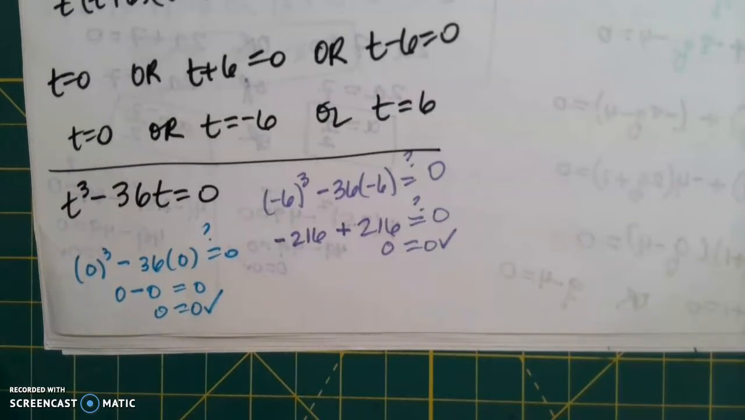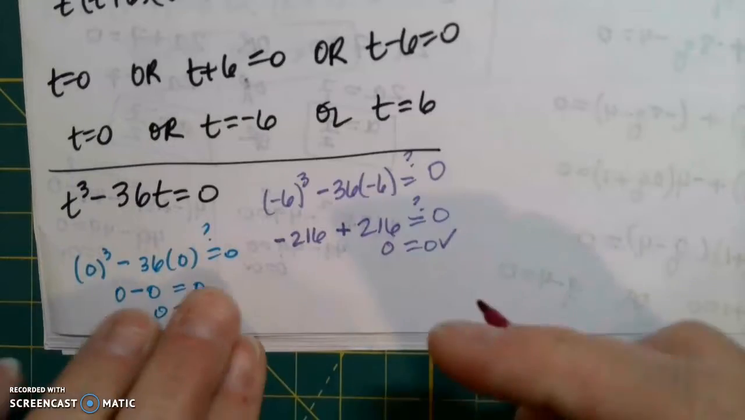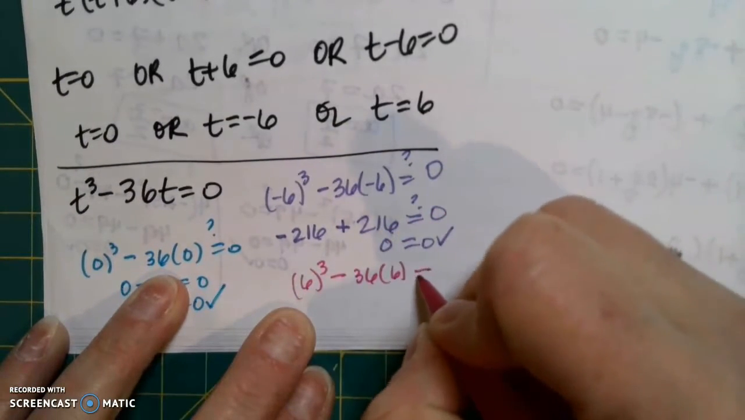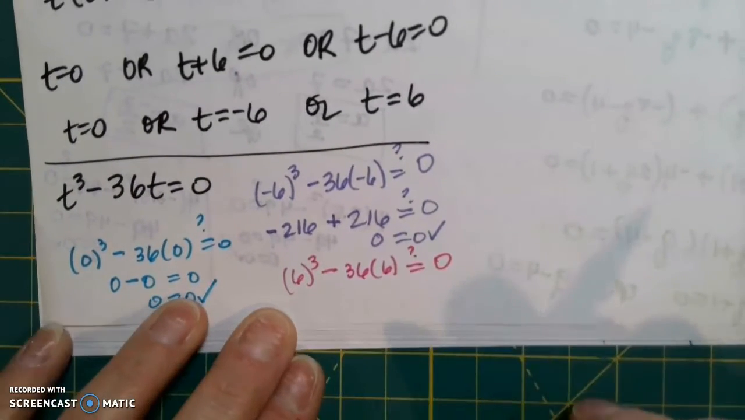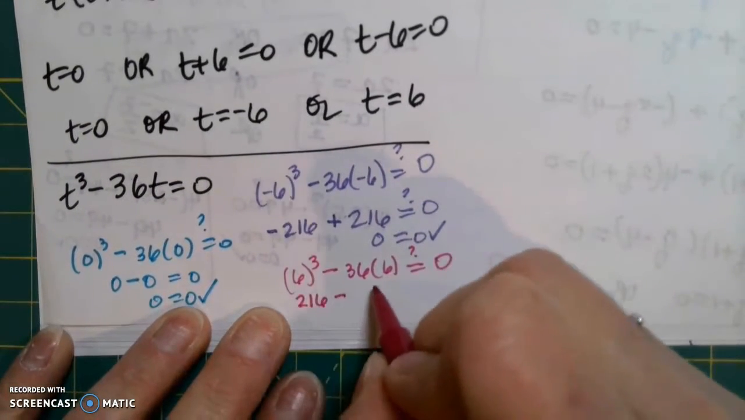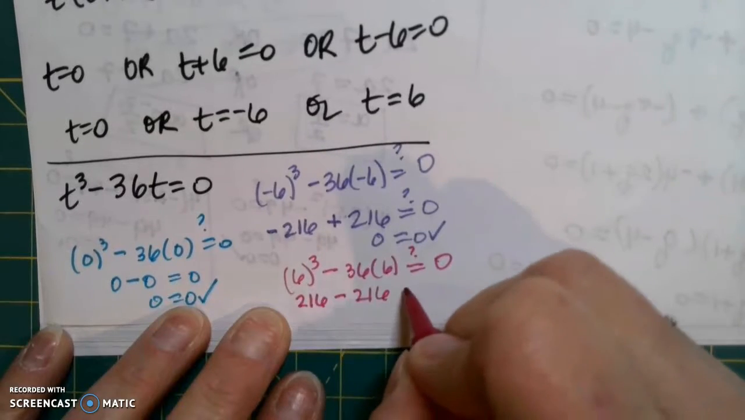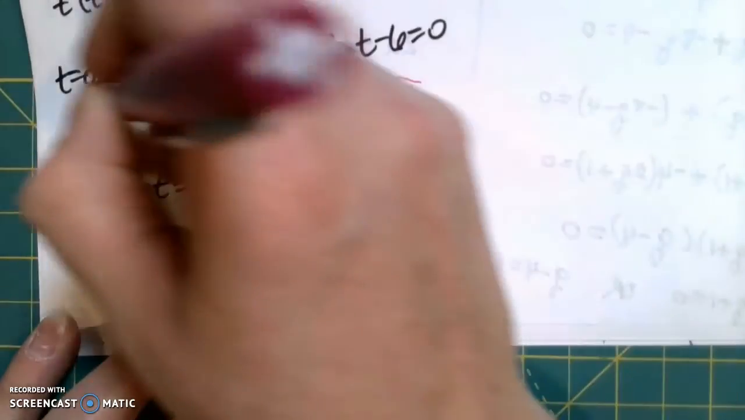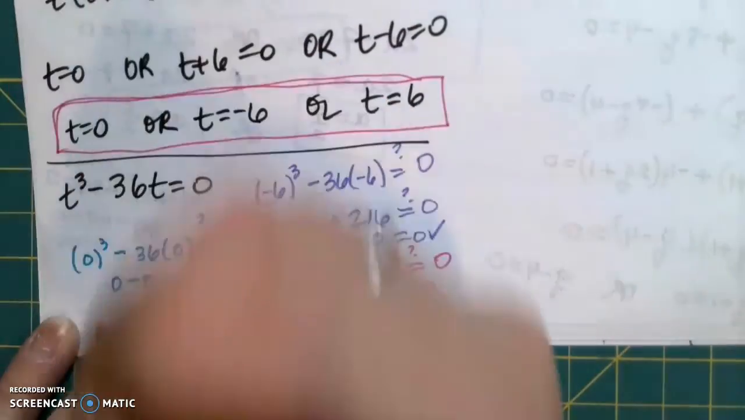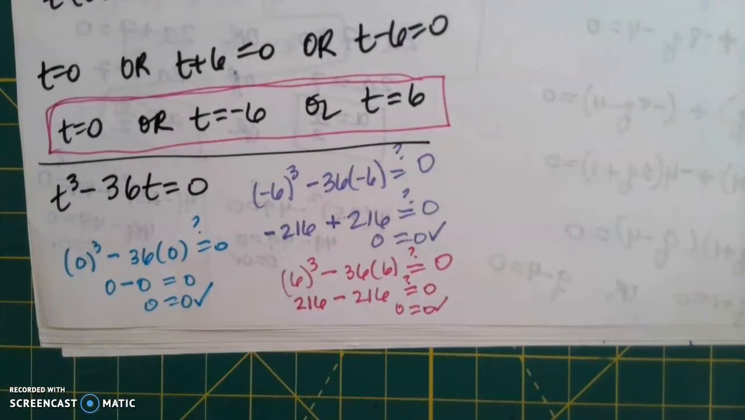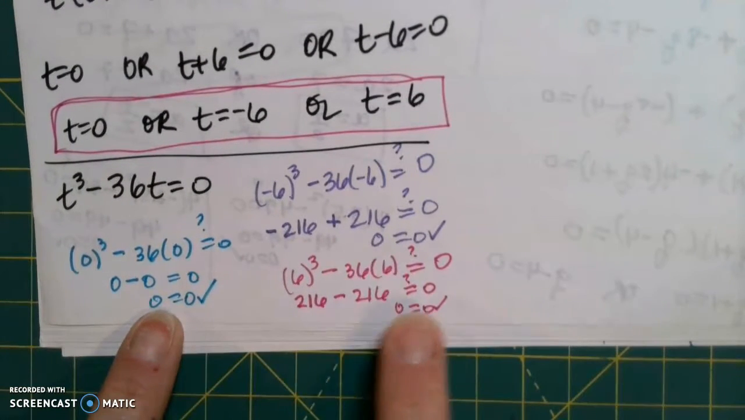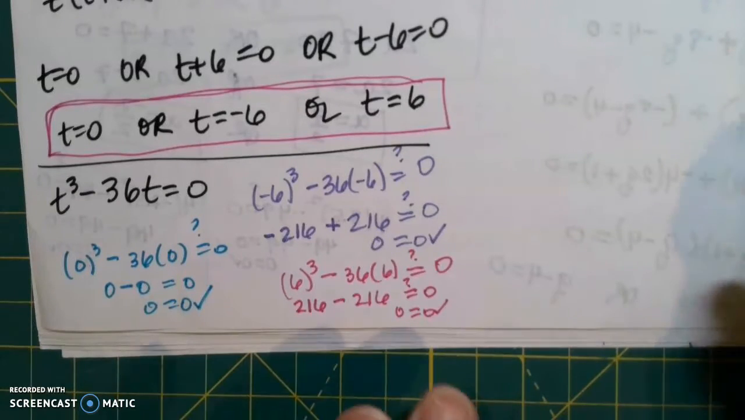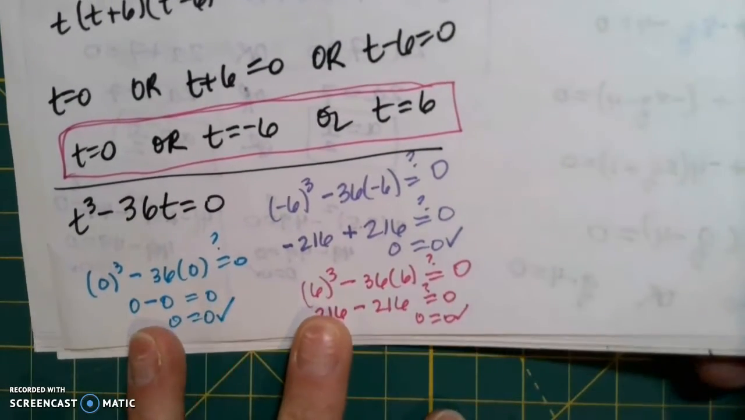And then our last one that we need to check is the positive 6. If I cubed that, will I get 0 for that as well? So 216 minus, and of course 36 times 6 is 216. So we will get 0 equal to 0 for that as well. So back here at this step, I can put a nice box around all 3 of those answers because they will all give me true statements when I plug them back into the original equation that we started with. Okay, I'm going to flip over to the next page.